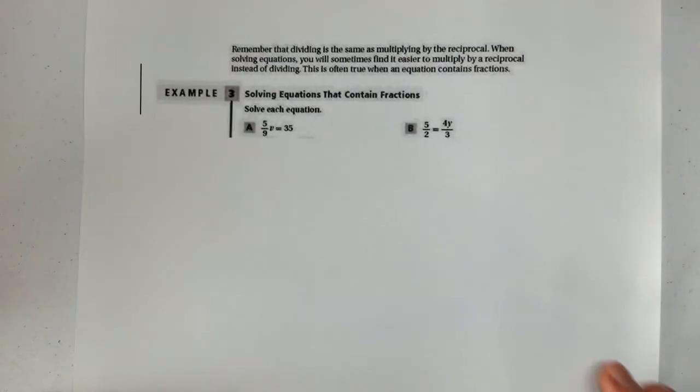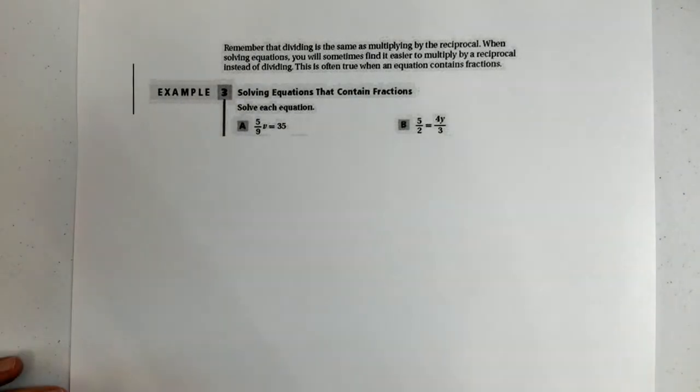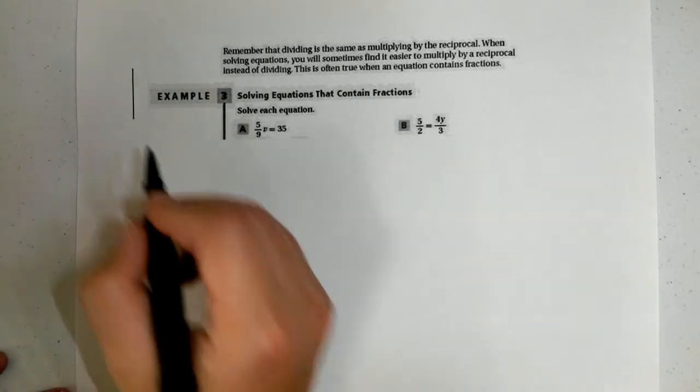Example 3, okay, we have some coefficients that are fractions and some equations that have fractions actually on both sides. So remember that dividing is the same thing as multiplying by the reciprocal. So here, when we have a coefficient of 5 over 9, to get rid of that, you can divide by 5 over 9, which I'll show you, or you can just multiply by the reciprocal right away. So I'm going to show you 2 ways with A, just so you can see where multiplying by the reciprocal comes from.